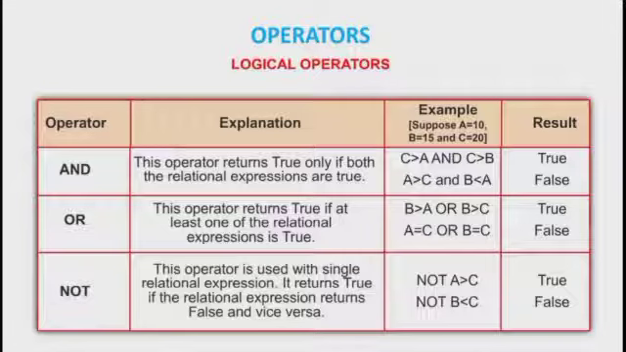NOT: this operator is used with a single relational expression. It returns true if the relational expression returns false and vice versa. NOT A is greater than C. A is equal to 10 and C is equal to 20, so the result is true. NOT B is less than C. B value is 15 and C value is 20, so the result is false.